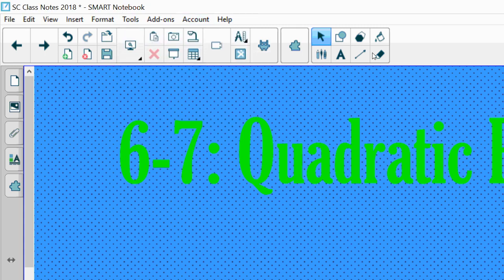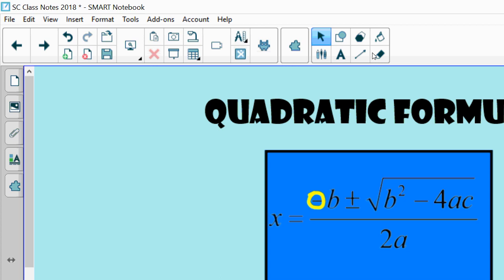Section 6.7 is the quadratic formula, along with analyzing the discriminant of the quadratic formula to determine how many x-intercepts of a quadratic function exist. So here is your quadratic formula. It is written in your notes so that you don't have to worry about copying it down.